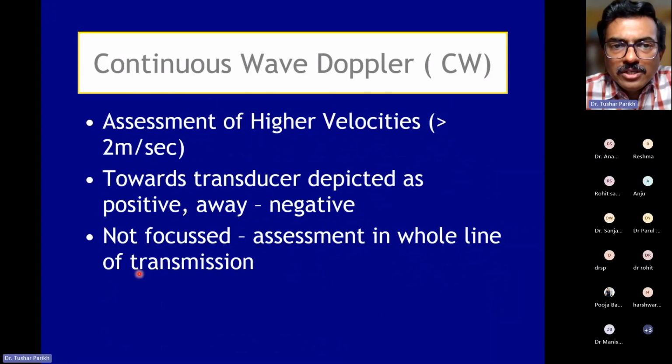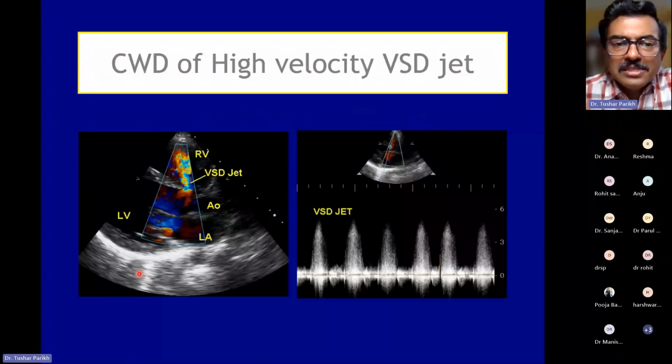Now coming to the continuous wave Doppler. Basically it is used for high velocities, more than 2 meter per second or more than 200 centimeter per second. Towards the transmitter is depicted as positive, away is negative. In continuous wave Doppler, it is not focused at one particular point as it was in pulse wave Doppler. So basically it assesses along the whole line. Here, if you see there is a ventricular septal defect in the parasternal long axis view, you are going to put your continuous wave beam like this.